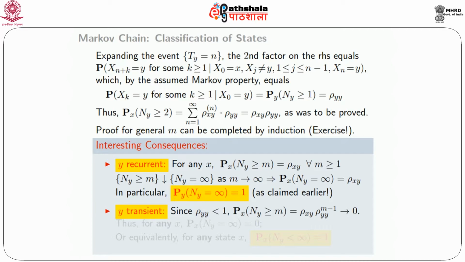Next, let's look at transient y. In case y is transient, note that rho_yy is less than 1. And what happens? That means that if I look at P_x probability that N_y is greater than or equal to m, that is given to be rho_xy times rho_yy to the m minus 1. And as m goes to infinity, this goes to 0 because rho_yy is less than 1. Which means that for any x, P_x probability that N_y is infinite is 0. Equivalently, by going to the complement, for any state x, P_x probability that N_y is finite is 1.